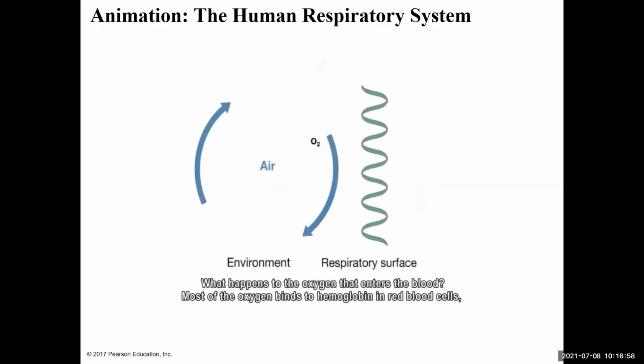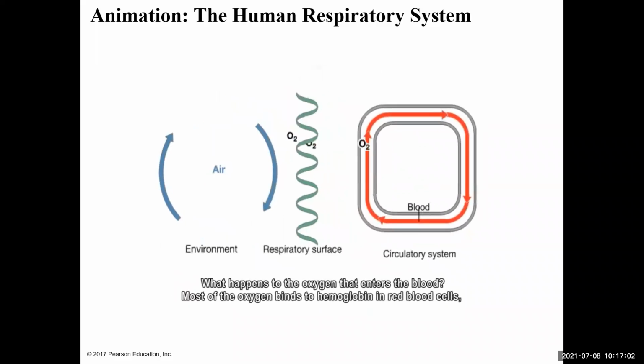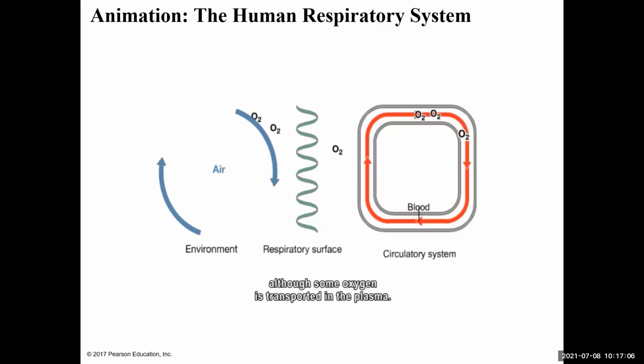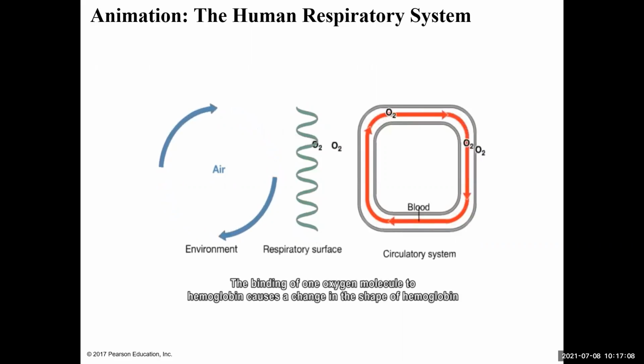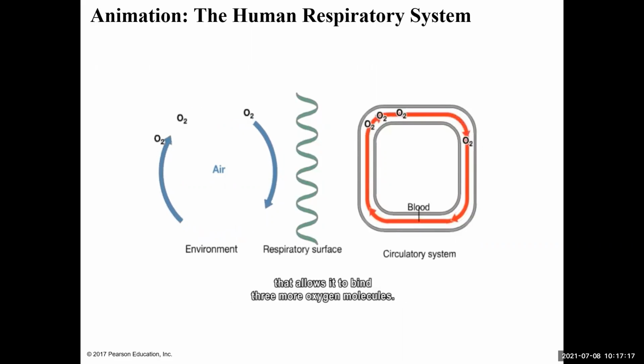What happens to the oxygen that enters the blood? Most of the oxygen binds to hemoglobin in red blood cells, although some oxygen is transported in the plasma. The binding of one oxygen molecule to hemoglobin causes a change in the shape of hemoglobin that allows it to bind 3 more oxygen molecules.